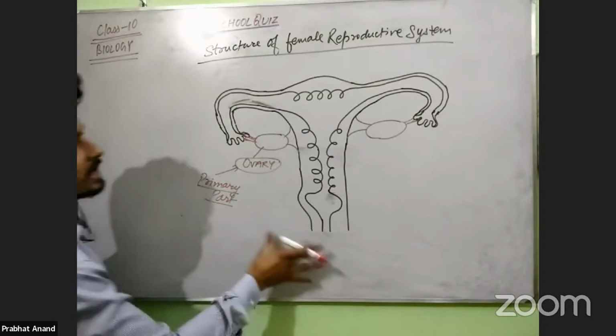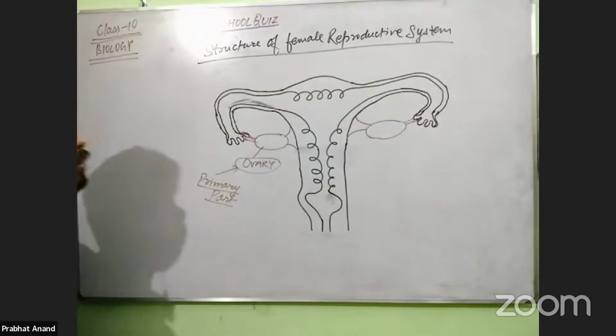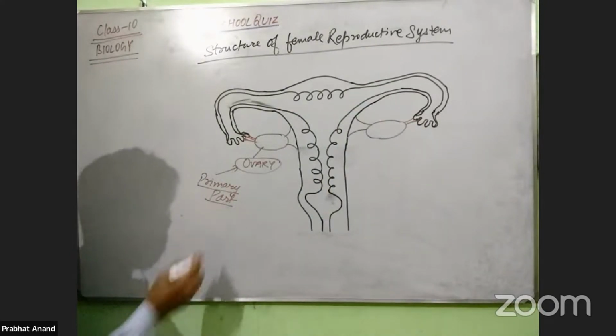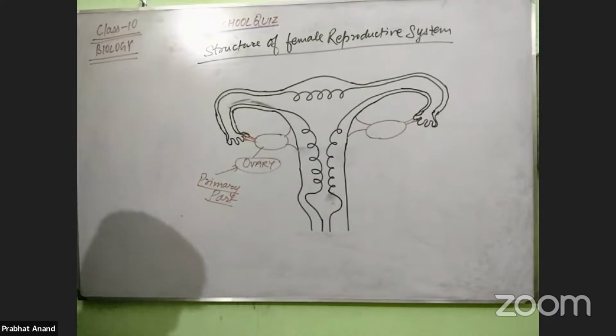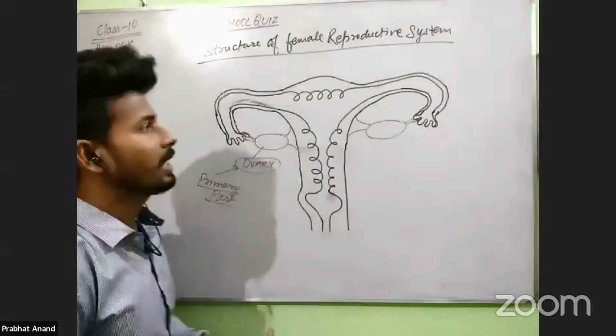So as we can see that this is somehow the female reproductive system, right? Is it visible? Yes. Yes. So now shall I label this?